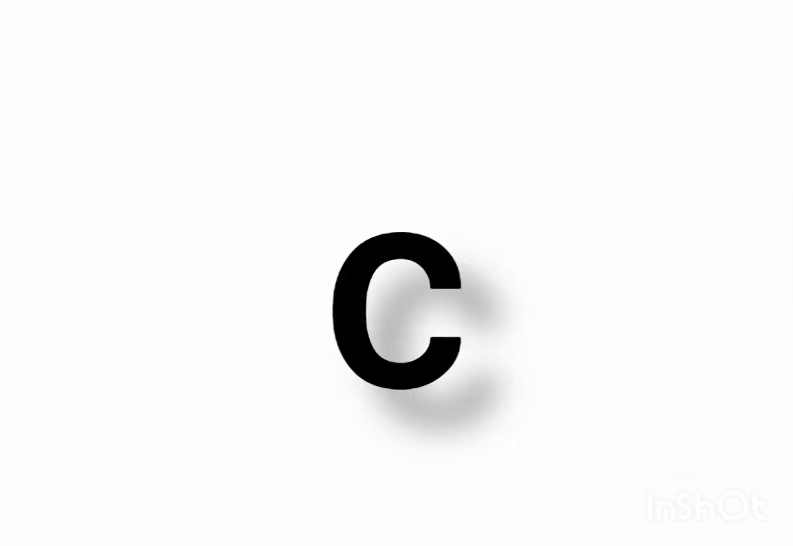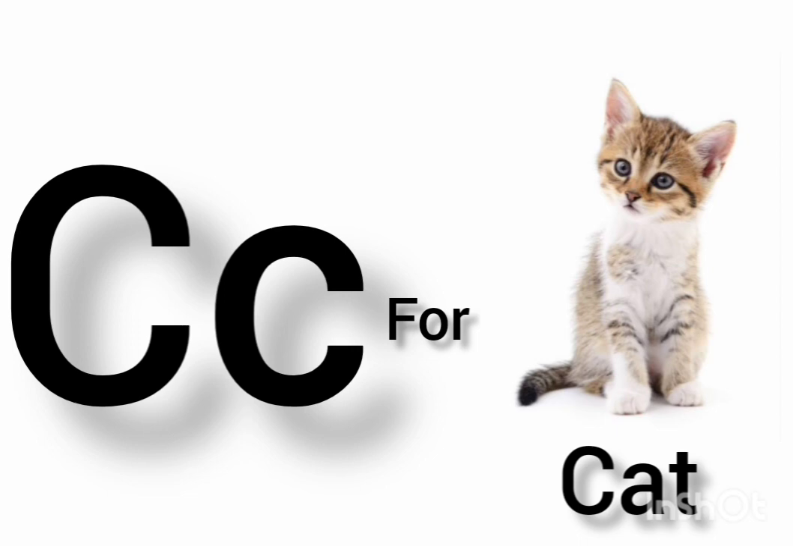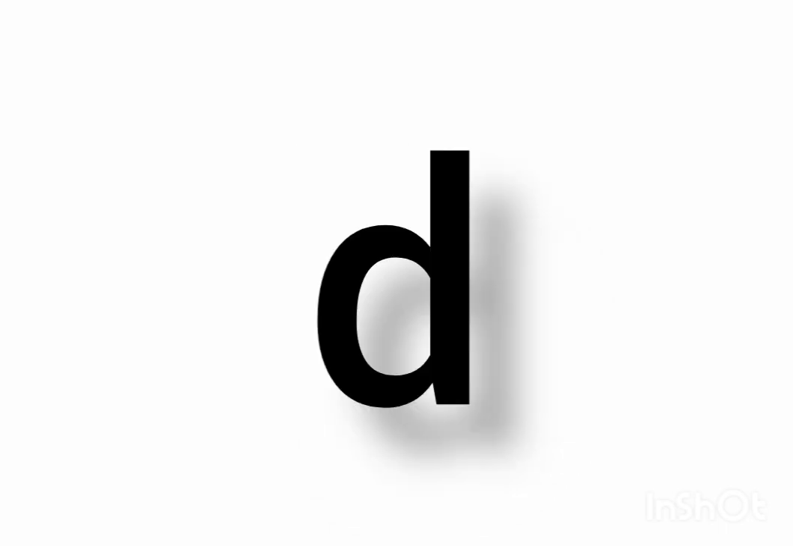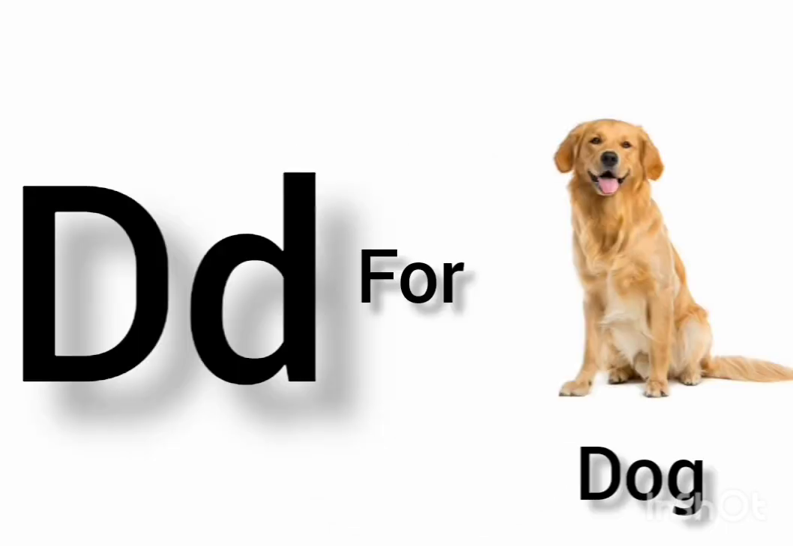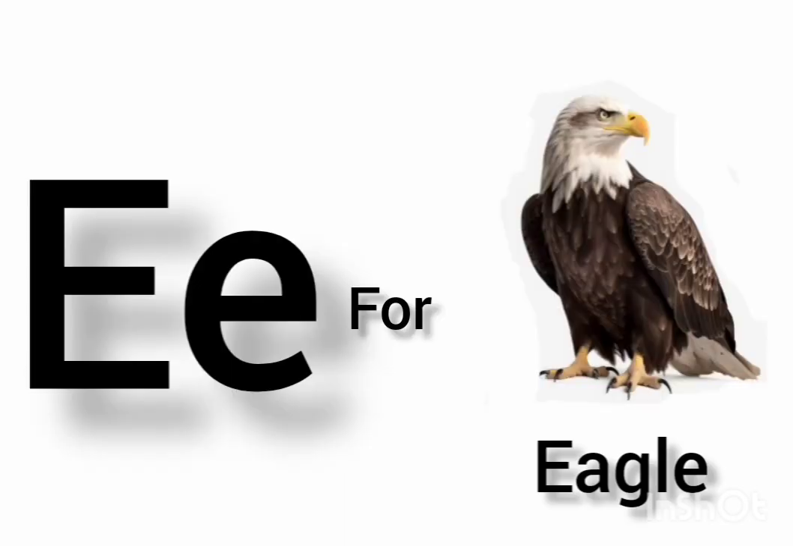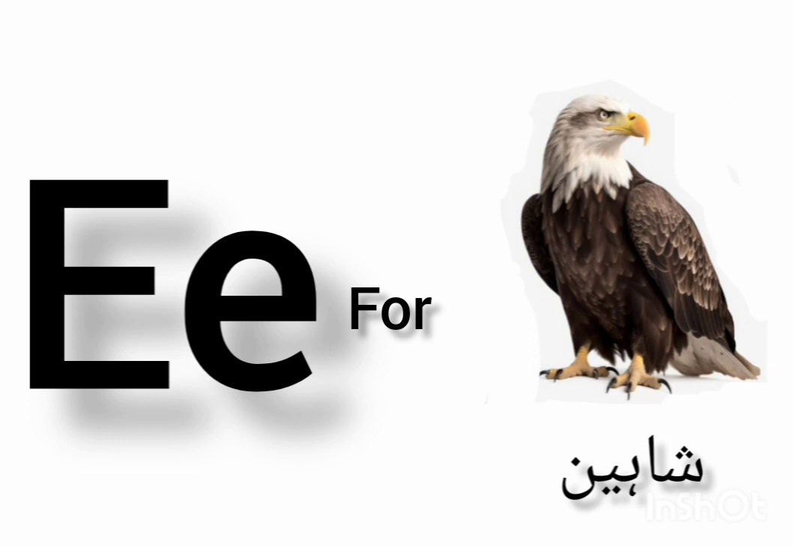Capital C, small c. C for cat. Cat means billi. This alphabet is called D. Capital D, small d. D for dog. Dog means kutta. This alphabet is called E. Capital E, small e. E for eagle. Eagle means Shaheen. This alphabet is called F.